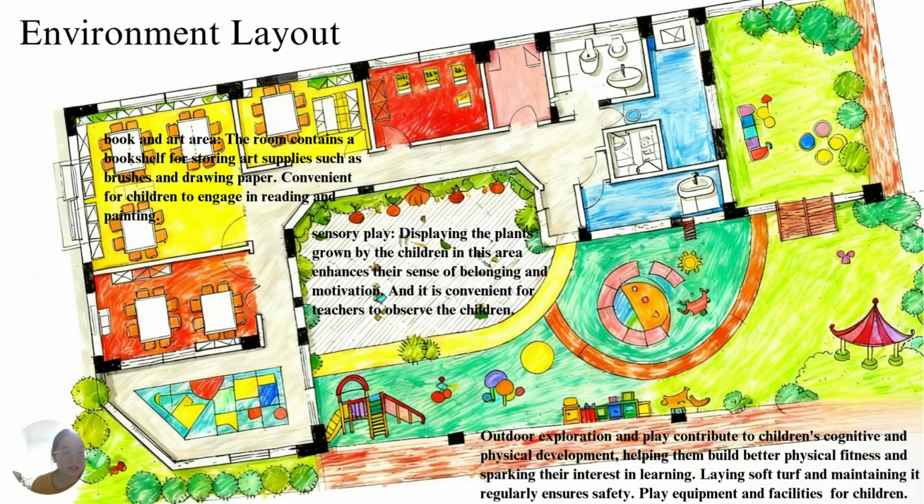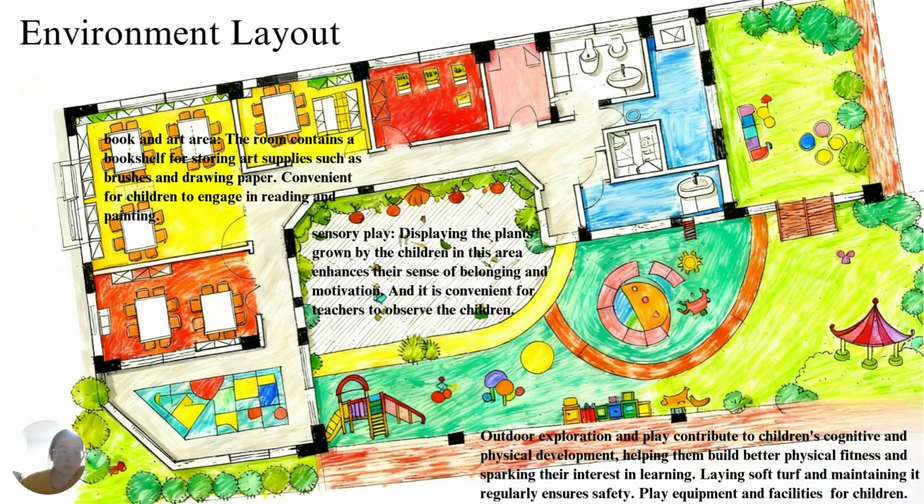And this is the picture I painted for the environment layout, and I divided it into three main areas. One is the outdoor area, in which people and children can explore and play, contributing to children's cognitive and physical development, helping them build better physical fitness and sparking their interest in learning. Laying soft turf and maintaining it regularly ensures safety, and play equipment and facilities can enhance children's interest in play and activity.